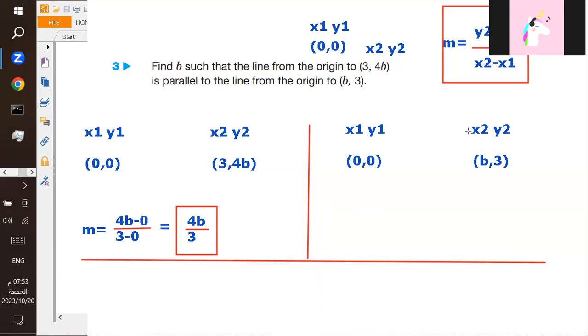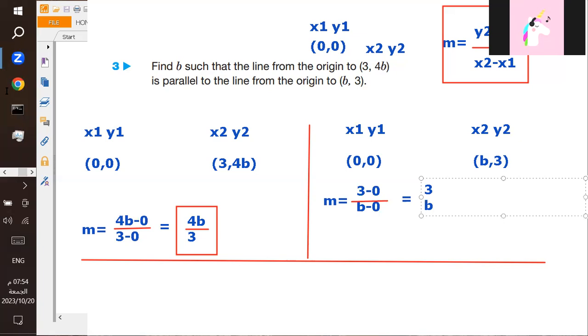Now I'm going to find the gradient here. Same idea. m equals y2, which is 3, minus 0, which is y1, over x2, which is b, minus x1, which is 0. It means what? Same idea: 3 stays 3 and b stays b, so my gradient is 3 over b.